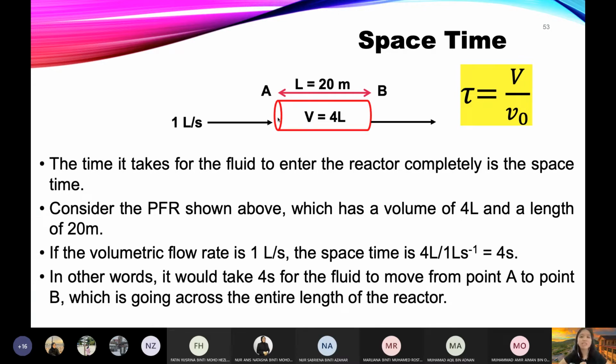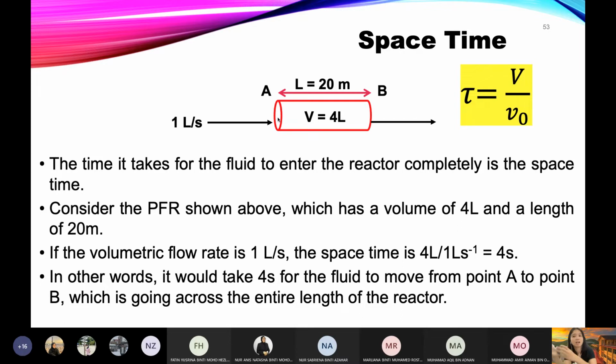Sebab continuous system itu cabaran dia. Dia sentiasa flow in, flow out. So kamu kena control berapa banyak masa kamu nak dia tinggal sebelum dia flow out. Okay. So if you might ask, habis kalau terlalu cepat macam mana? You worry that the reaction might not occur, right? Because it's too fast kan? 4 saat kan? You worry if they stay too short, dia tak sempat bertindak balas, dia dah keluar.